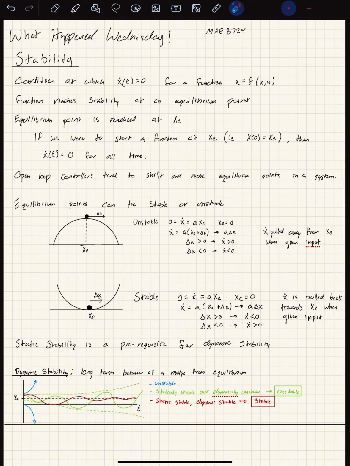Hello, everyone. This is the second What Happened Wednesday for MAE 3724 Dynamic Systems Analysis and Introduction to Control. Today, we're going to be going over stability.